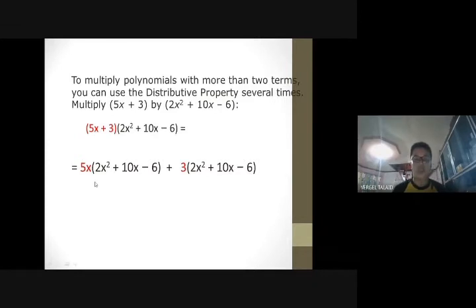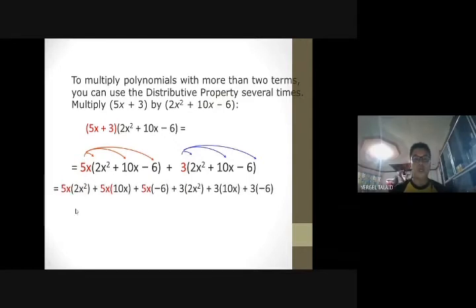Applying the distributive property, 5x times 2x squared is 10x cubed. Then 5x times 10x is 50x squared. 5x times negative 6 is negative 30x. This is on the other side. So 3 times 2 is 6x squared. 3 times 10 is 30x. Then 3 times negative 6 is negative 18.